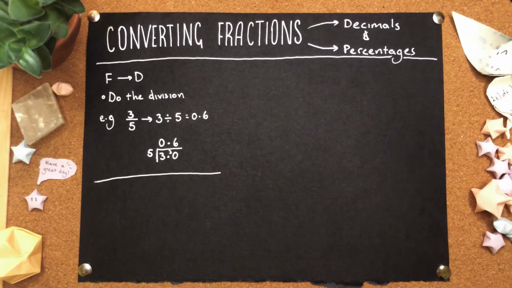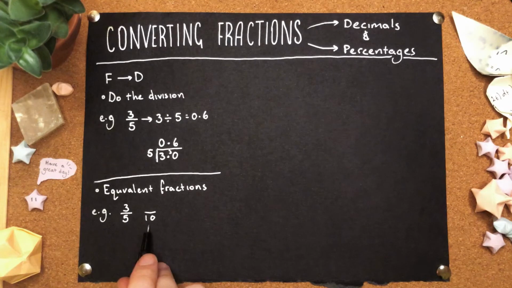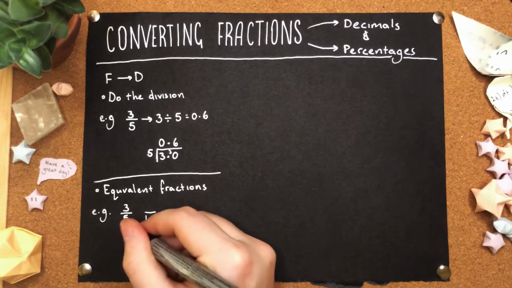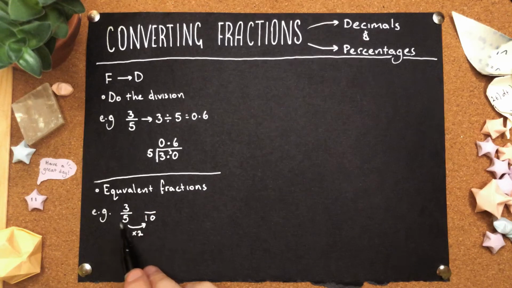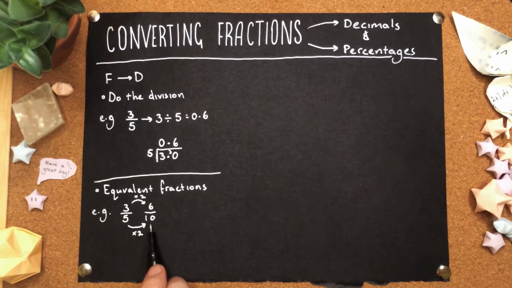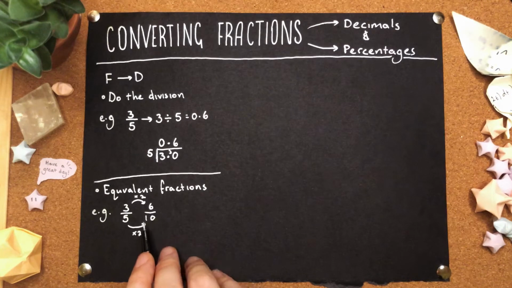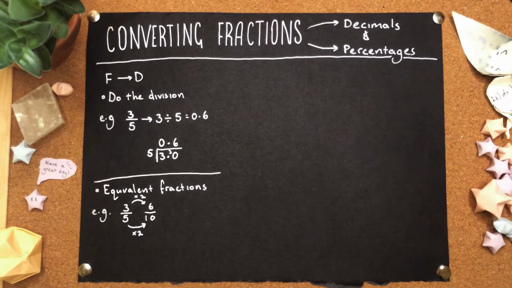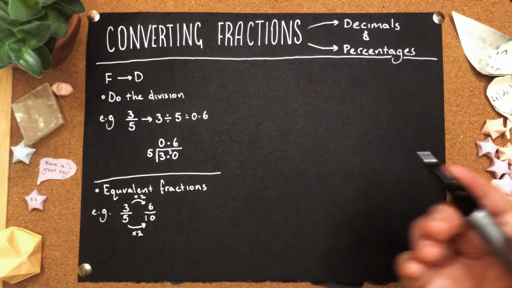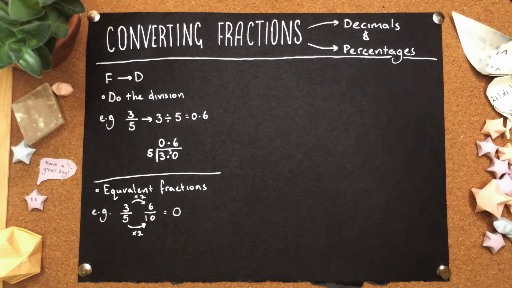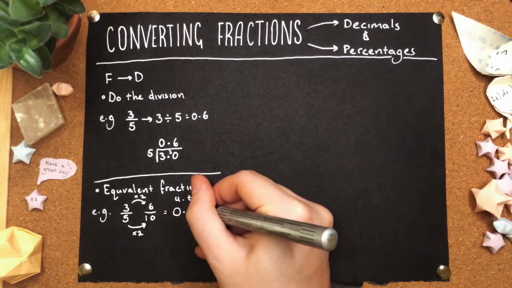Another method you can use is equivalent fractions. So if I take my same 3/5 again, I can scale this up into a fraction over 10. What did I have to times the 5 by to turn it into 10? 2. And whatever I do to the bottom of the fraction, I have to do to the top, so I'm going to times this by 2 as well. And I've got the equivalent fraction 6 over 10, which is also 6/10. And if you think about your place value columns, there is a tenths column that we can put this in. So I've got no units or ones, and in the tenths column I've got 6/10.